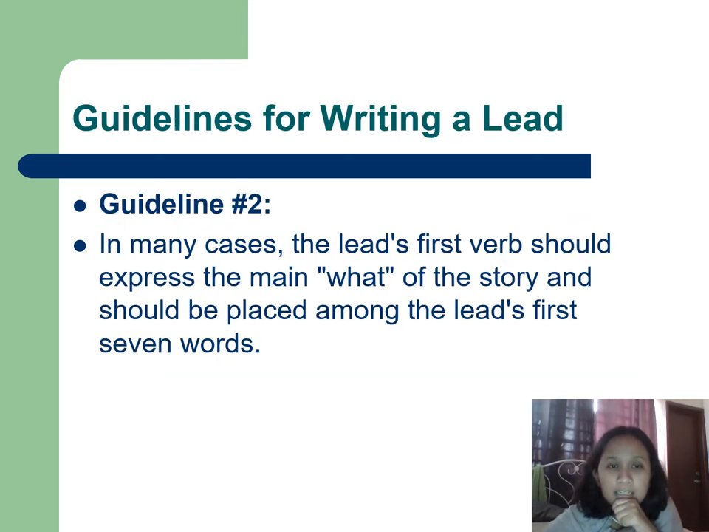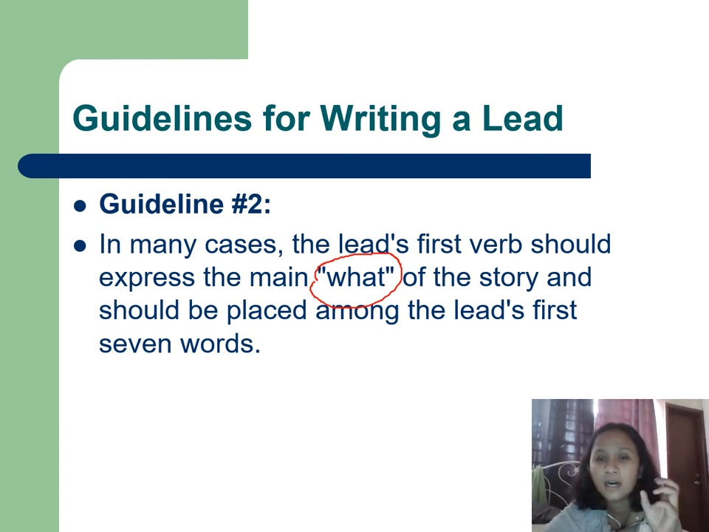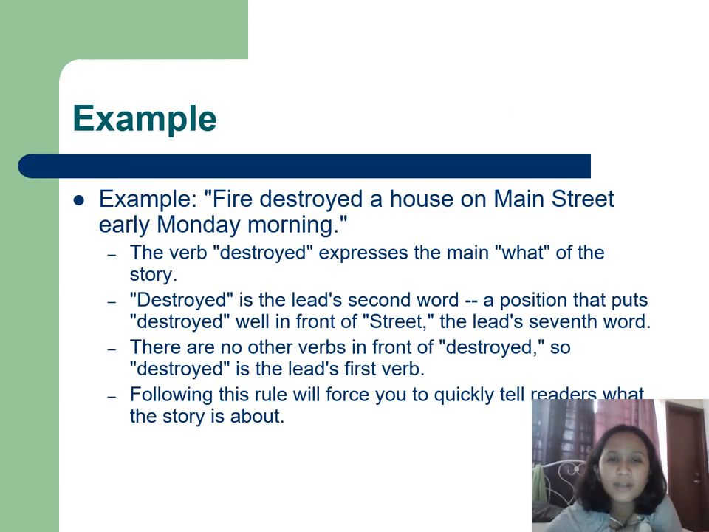Okay, guideline number 2: in many cases the lead's first verb should express the main what of the story. So always emphasize what actually happened in the very first sentence. For example, fire destroyed a house on Main Street early Monday morning. The verb destroyed expresses the main what. Destroyed is the lead's second word, a position that puts destroyed well in front of Street, the lead's seventh word. There are no other verbs before it, so destroyed is the lead's first verb.